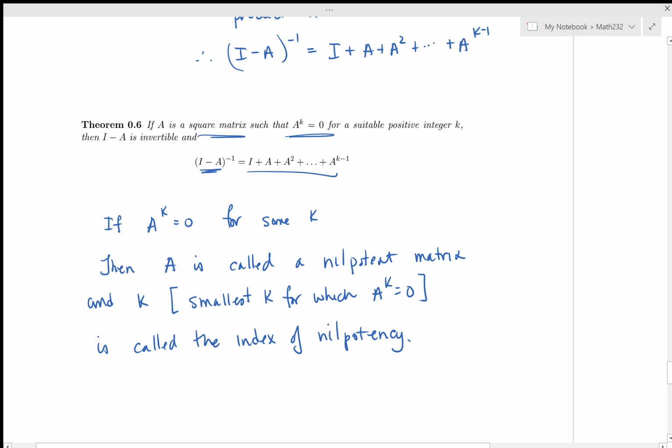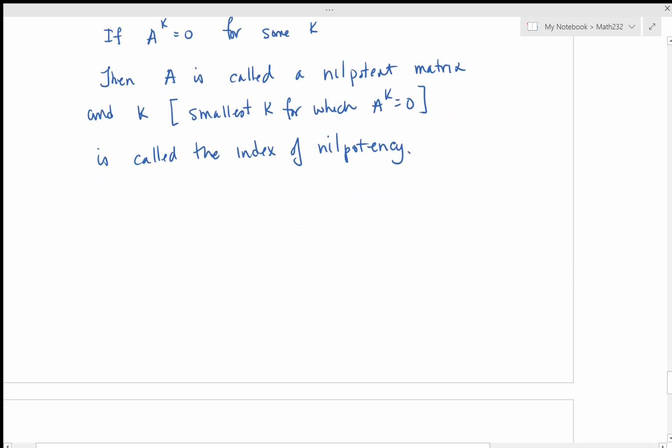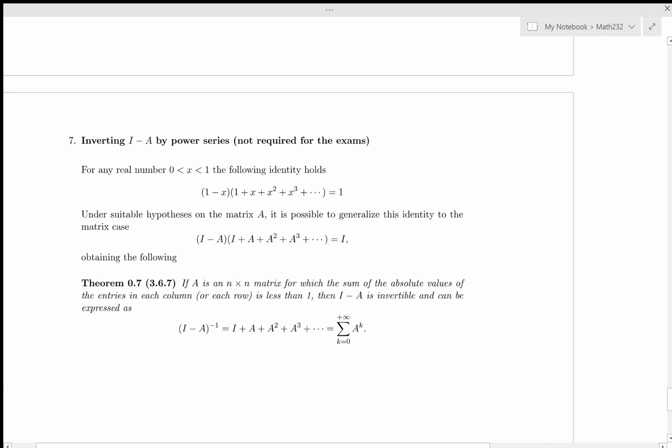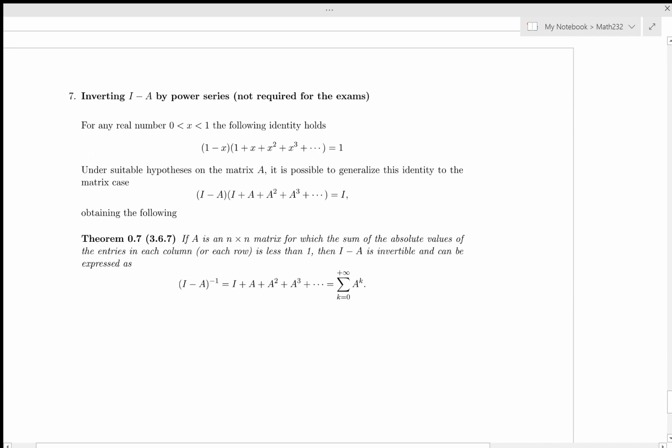Okay, there's just a couple more things I'd like to mention. We're not going to ask you to invert I minus A on an exam using a power series, but I want to point you to this because it's pretty interesting. You will recall that for numbers between 0 and 1, this is a true statement. This is the convergence condition for the sum of the geometric series. That's what we have here.